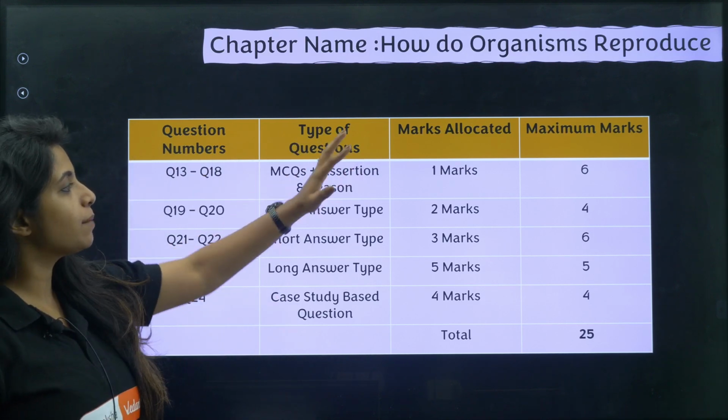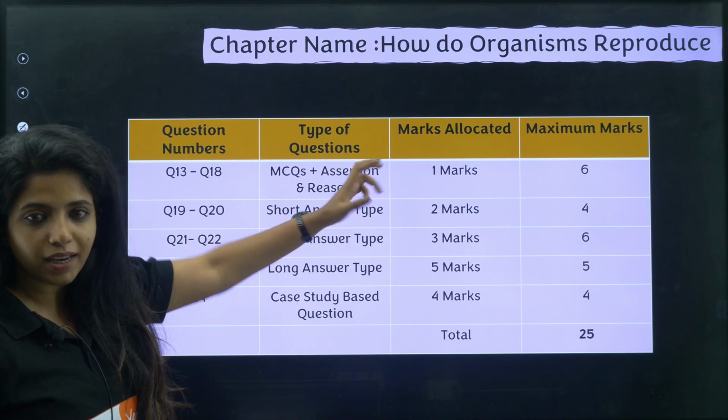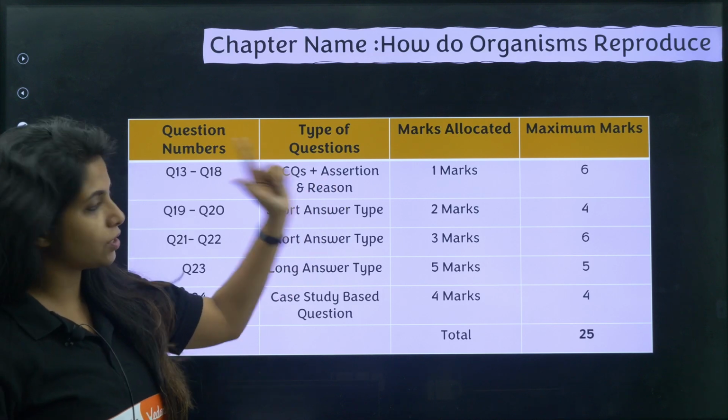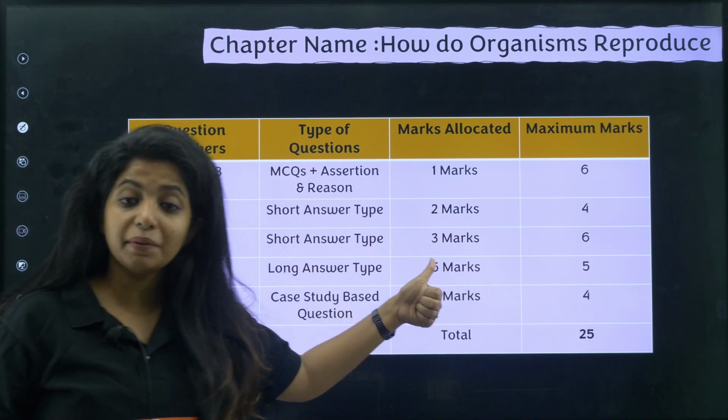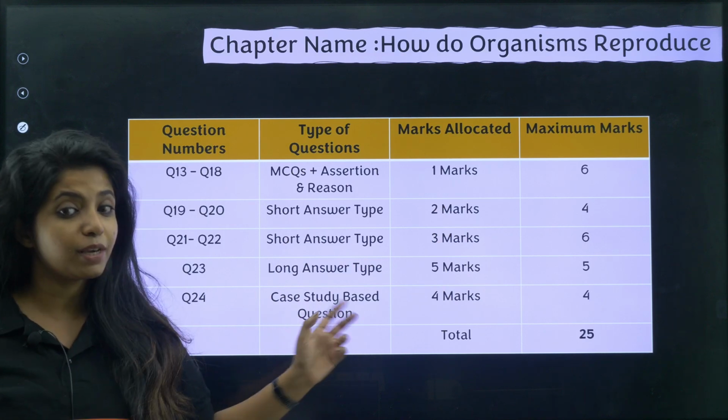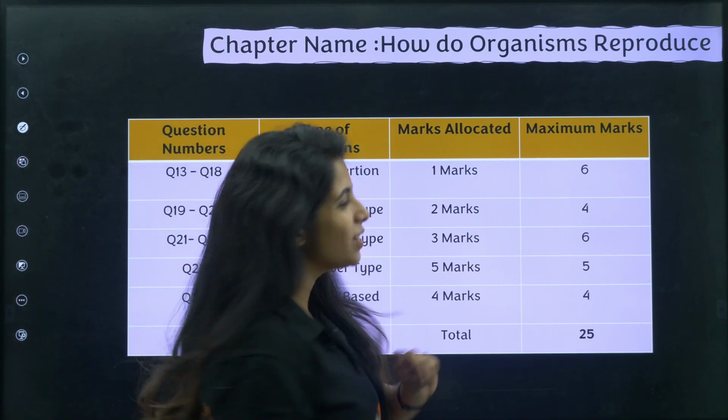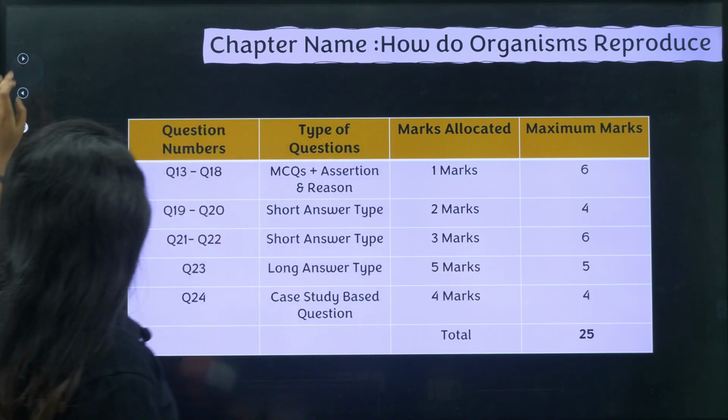You would be solving 6 MCQ or basically assertion based questions, okay. 6 of them will be there, it can be either this or this, okay, 1 marker questions. Now you will be getting 2 2-marker questions, 2 3-marker questions, there will be 1 5-marker question, and there will be 1 case study based 4-marker question. So without further ado, let's get into the 1-marker questions that we have over here.